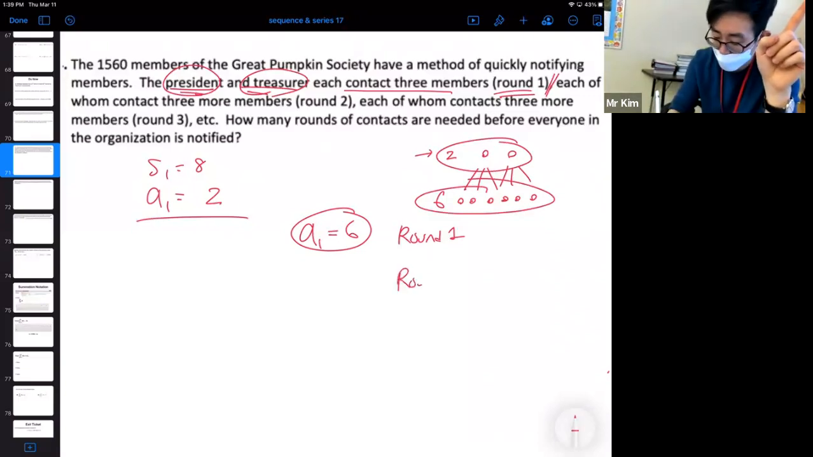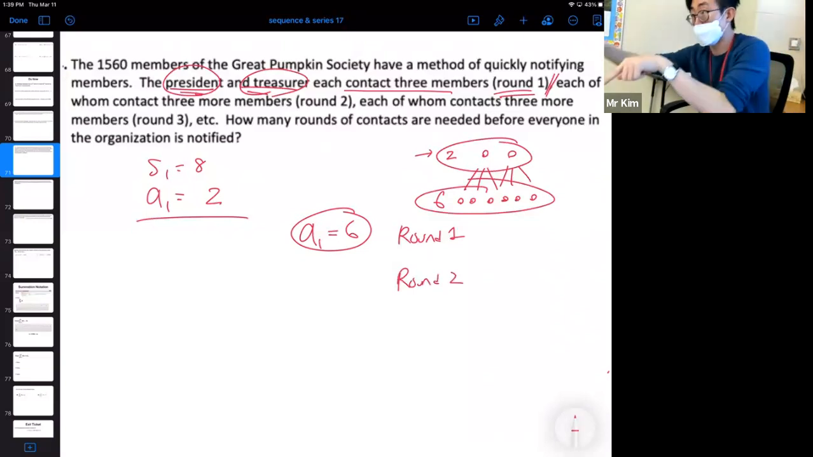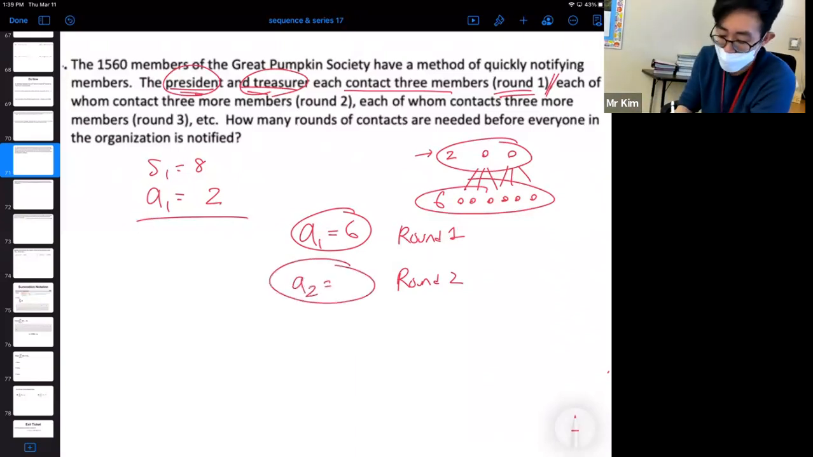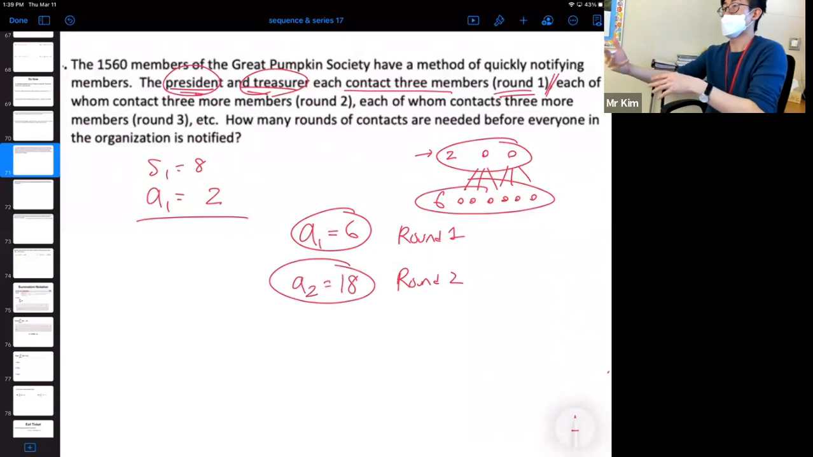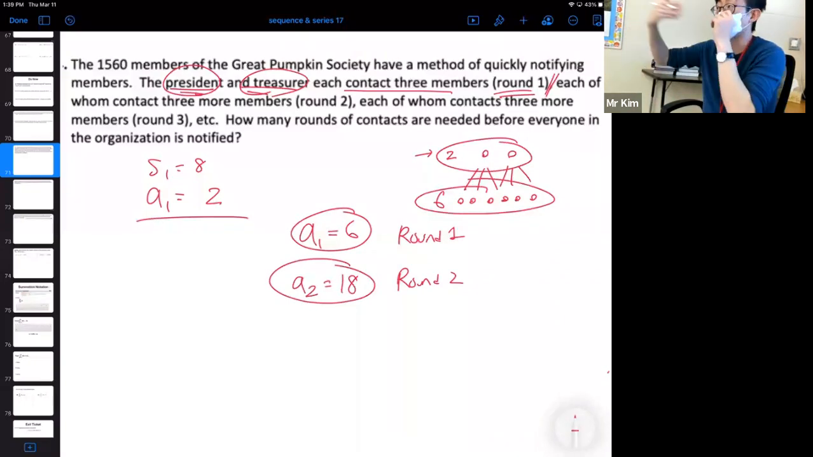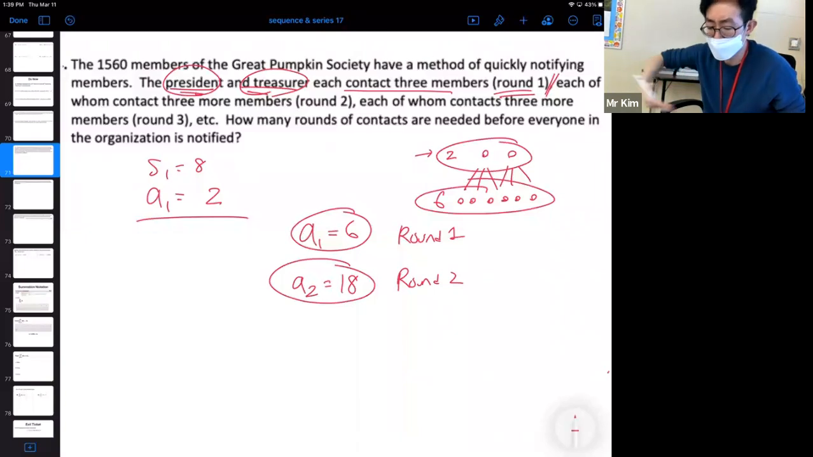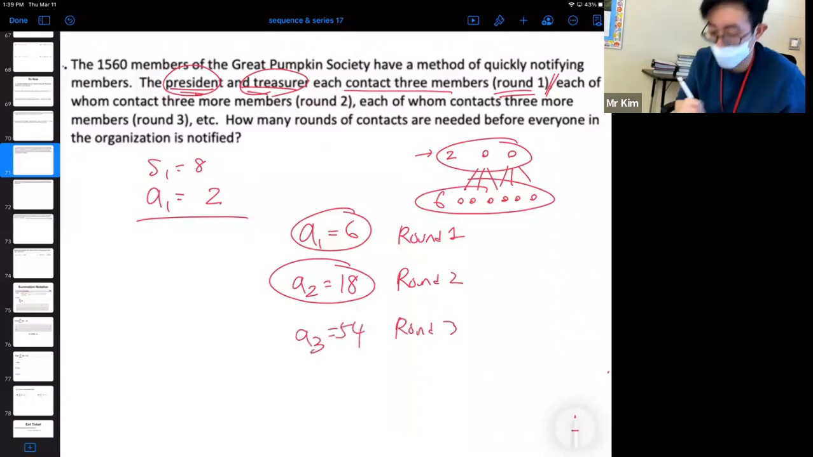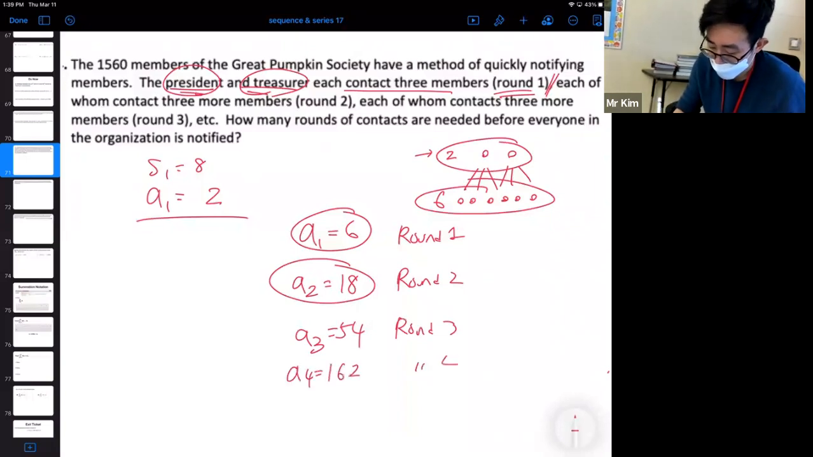Then at round 2, because each of those 6 people will still make contact with 3 more people, a sub 2 will be 18, right? Because those 6 people keep on contacting 3 at a time. And then for round 3, a sub 3 is going to be 54. So I kept on counting down that list, and then a sub 4 will be 162. A sub 5 will be 486.